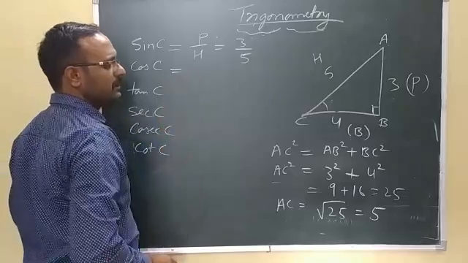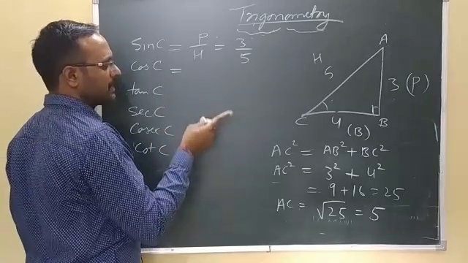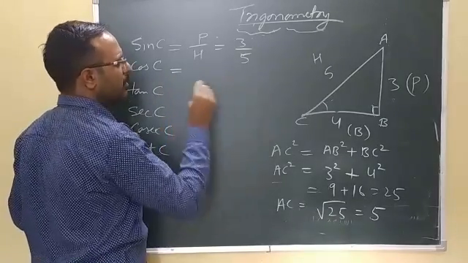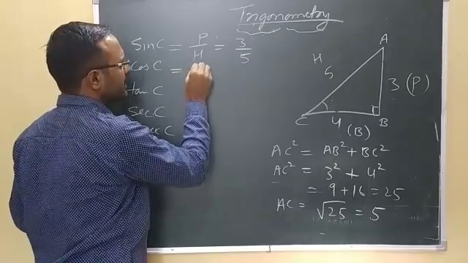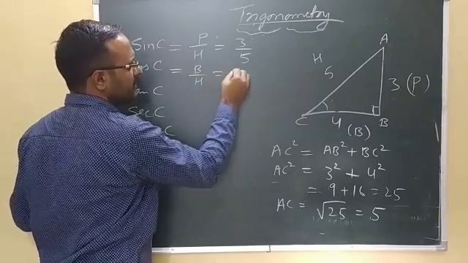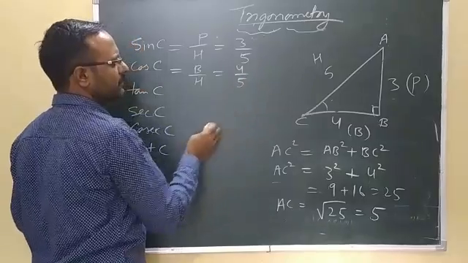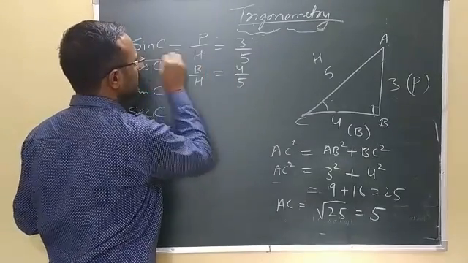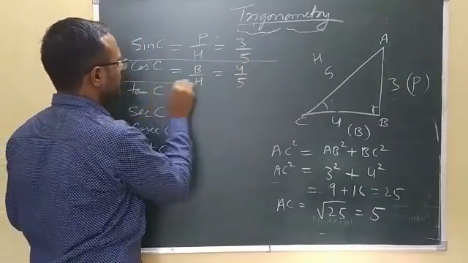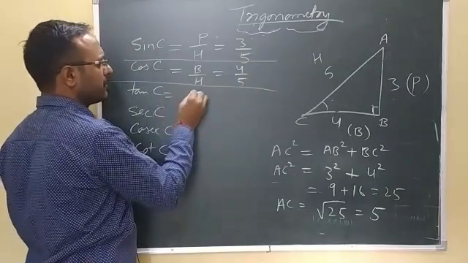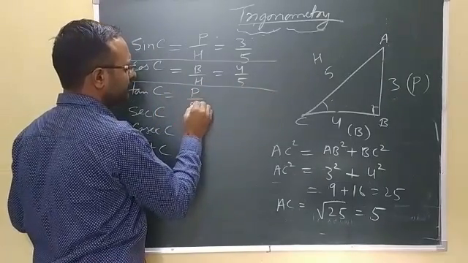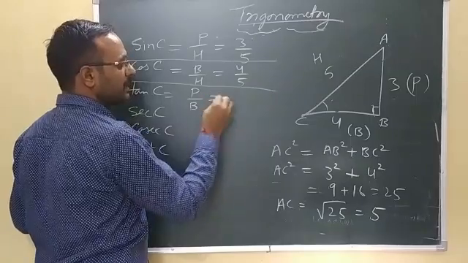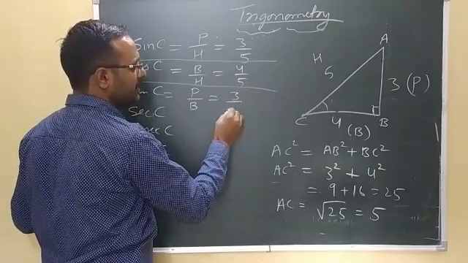So what is cos C? Cos C is adjacent side upon hypotenuse, or you can say B upon H. So B upon H is equal to 4 upon 5. This is the answer for this. Now tan C will be equal to P upon B. So P here is 3 and B is 4.